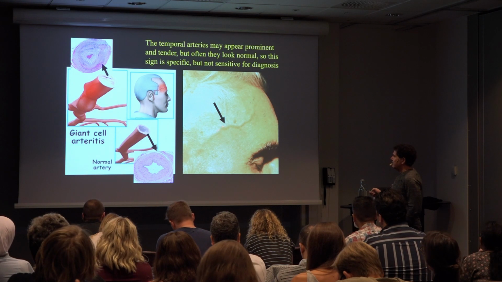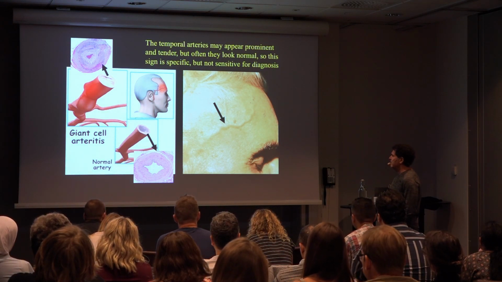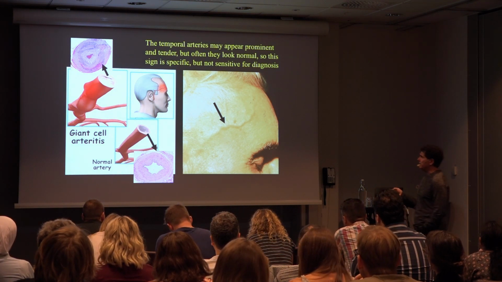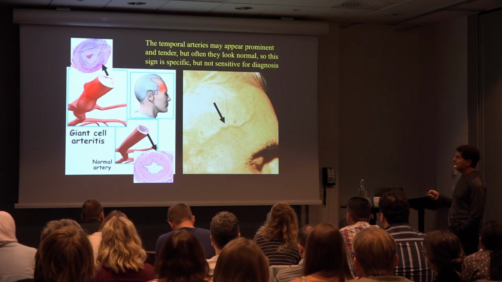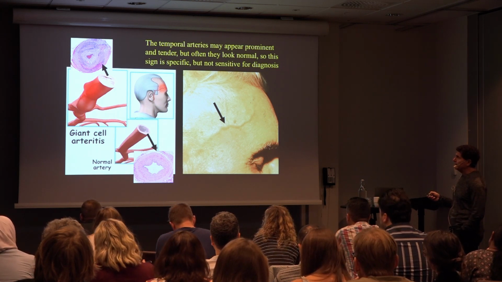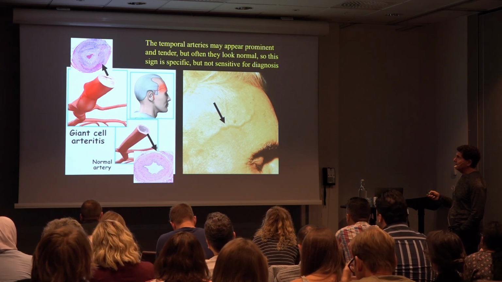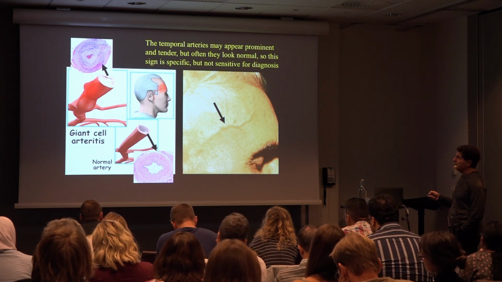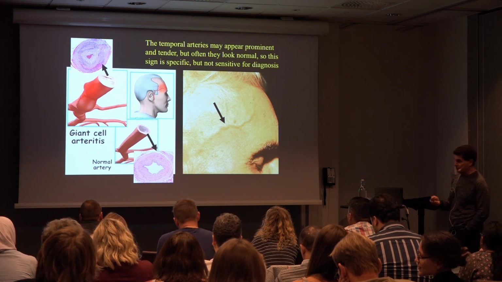Don't expect the temporal artery to be prominent. It can be, but a lot of patients just have a normal looking temporal artery. So even though you see this in the book, it's not going to be there all the time. And remember that this granulomatous inflammation is in the media of the muscular coat of the wall and the internal elastic lamina. So gradually the wall thickens and the lumen becomes smaller and smaller and then occludes.